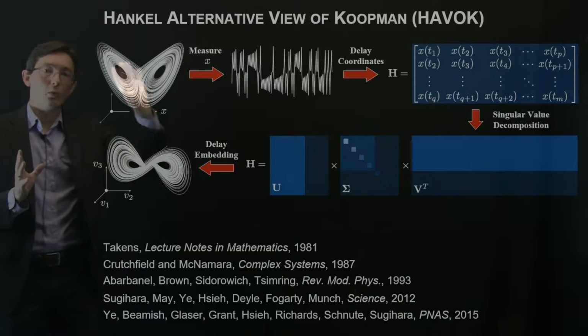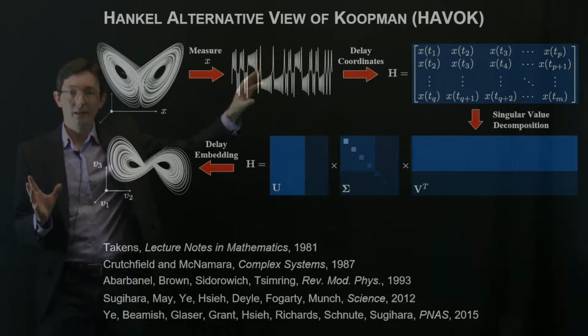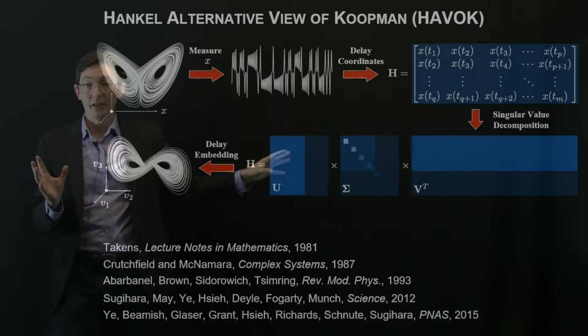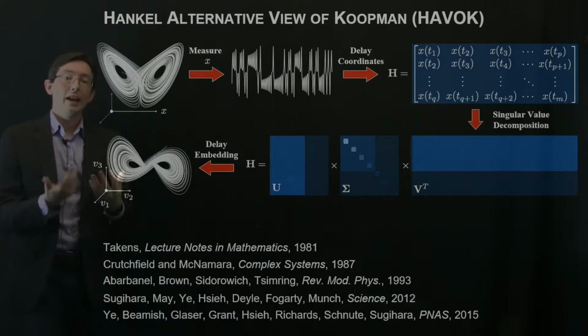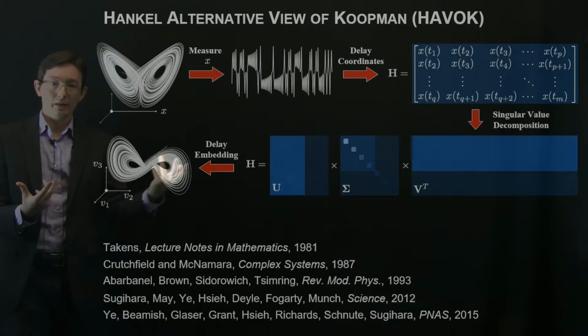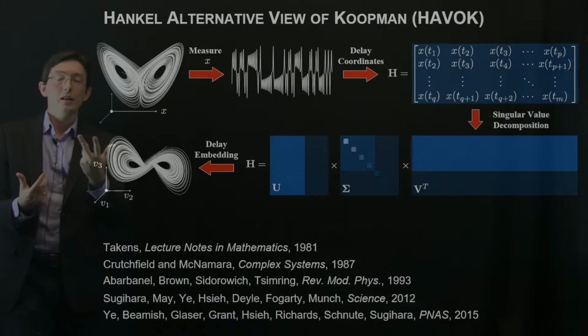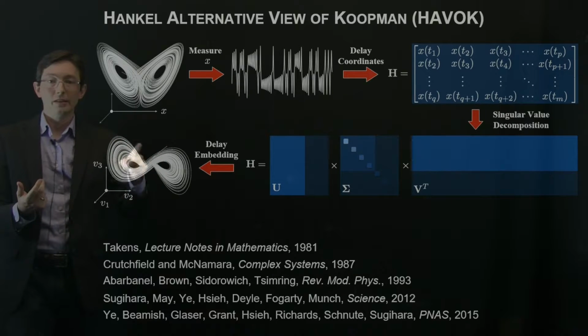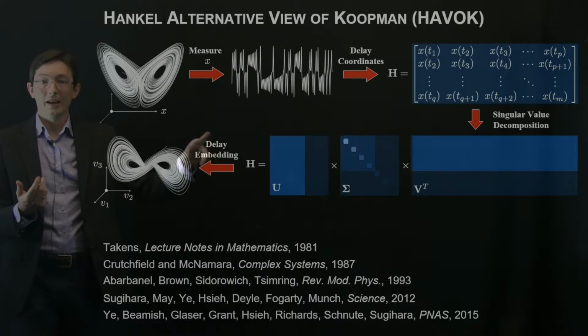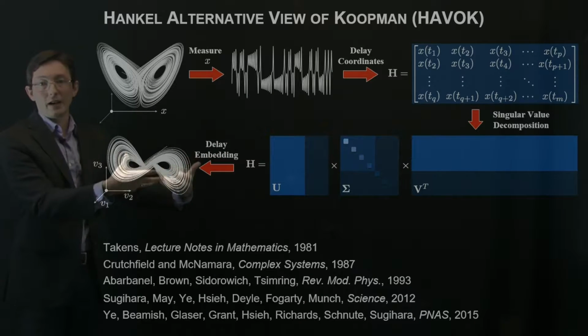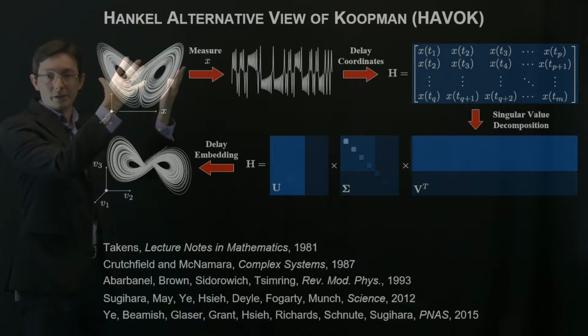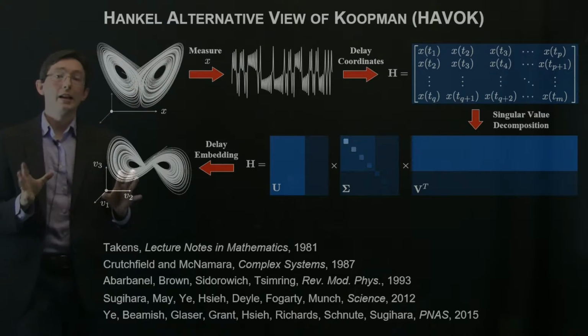But the upshot is, once I have this data and I build a Hankel matrix and take my singular value decomposition, I get a good measurement system, a good set of delay coordinates, where if I plot my trajectory in these new delay coordinates, this delay embedding gives me an attractor which is diffeomorphic to my original attractor. Okay? And again, this is not new.